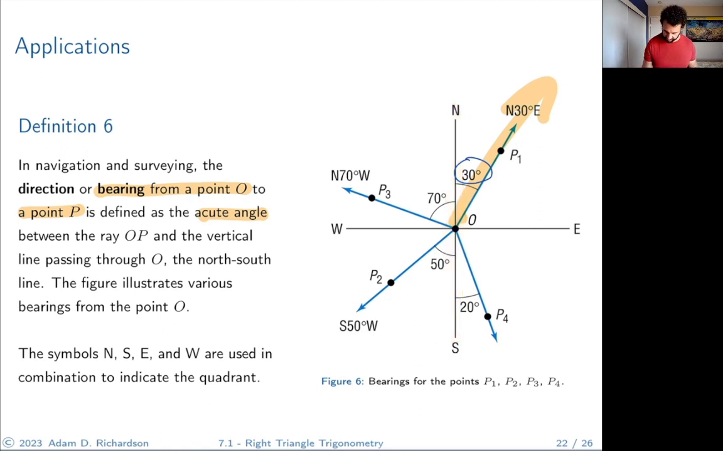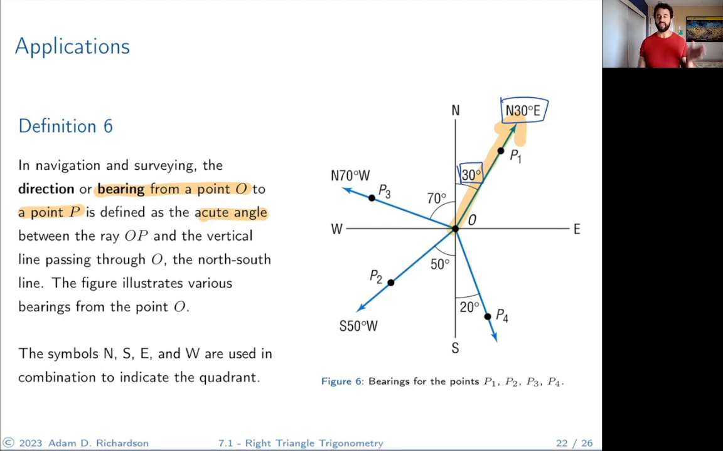So let me look at this figure in a little more detail. Let's focus on this ray first, the ray that passes through the point P1. The angle between the ray OP1 and the north-south line is 30 degrees. So the way that we describe that bearing, the bearing that goes along the ray OP1, is north 30 degrees east.